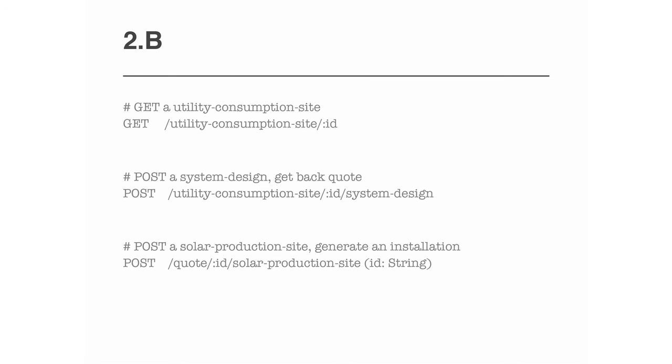Getting a utility consumption site, just accessing them. Posting a system design and getting back a quote. Posting a solar production site and generating an installation. And so we can imagine these as functions between domain and codomain that are defined in terms of either basic semantic domains or their products.